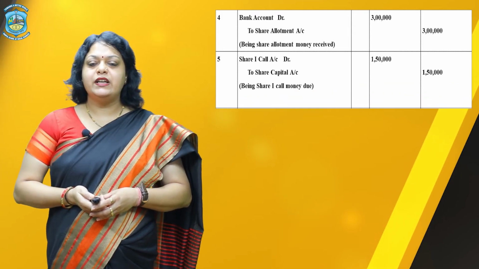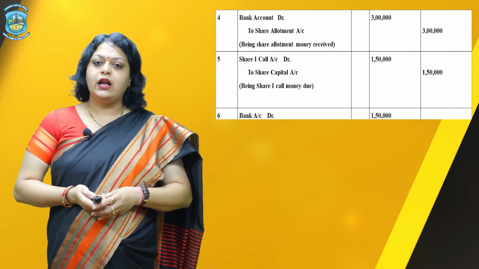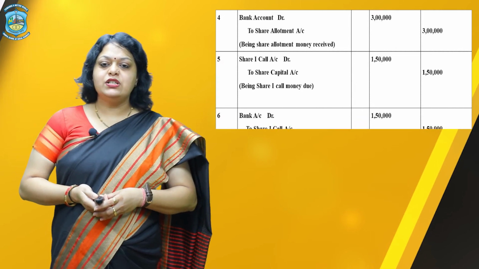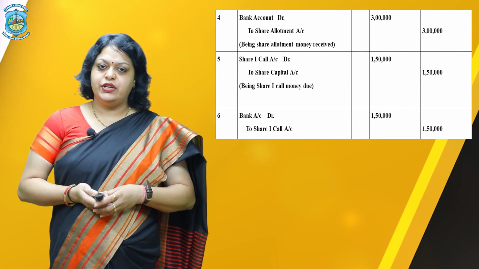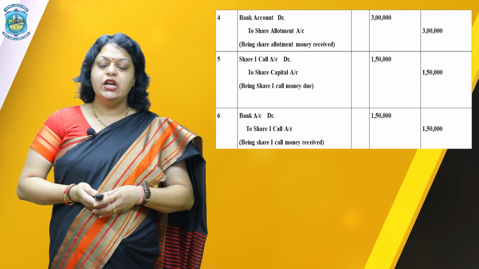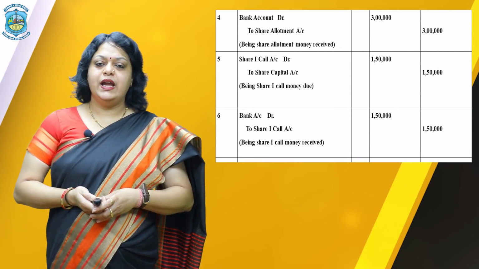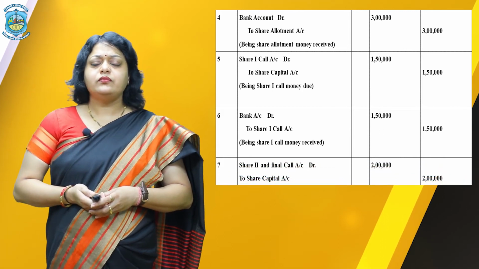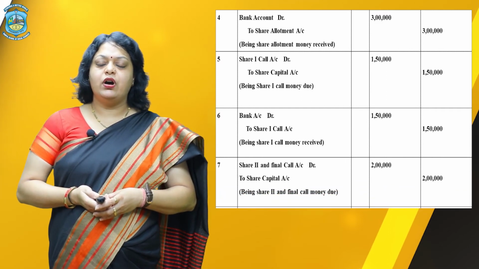Then we have the next entry for the first call due. Entry is share first call account debit to share capital account. Here the amount of first call is 30 rupees. So, here share first call account is debited with the amount 5,000 into 30 to share capital account. Receiving of the first call, we have to pass the entry bank account debit to share first call, that is 5,000 into 30.